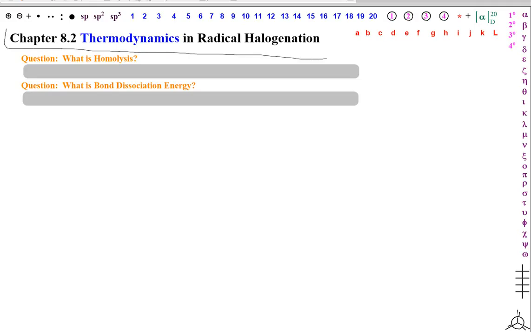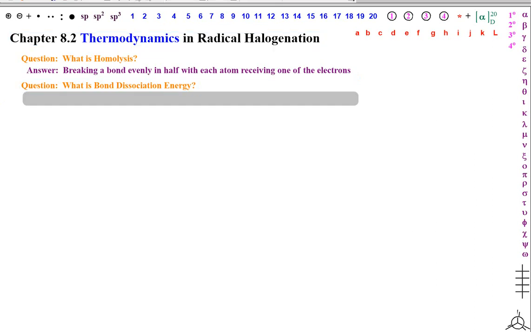In this video, we're going to explore thermodynamics in radical halogenation. That mechanism is explored extensively in Chapter 8. Before we start, we have to get some wording down. What is homolysis?